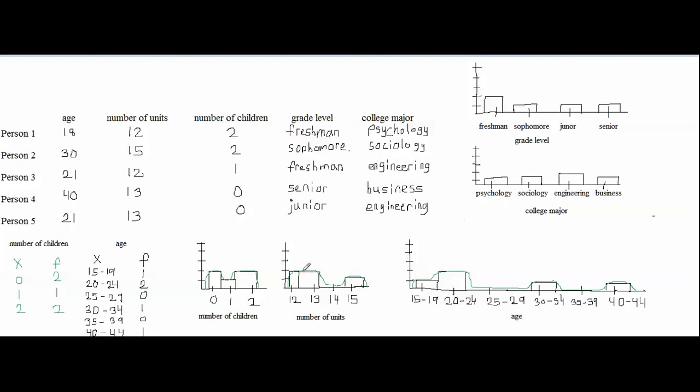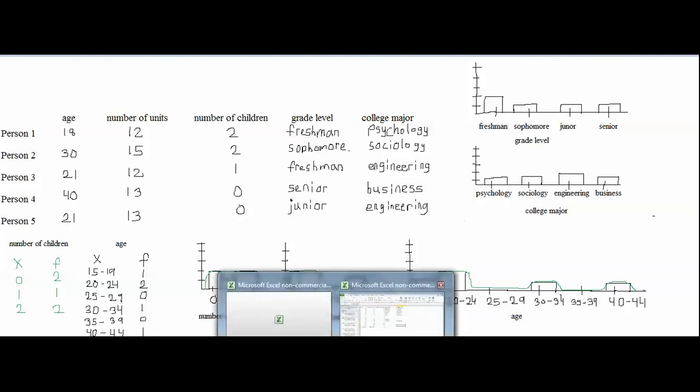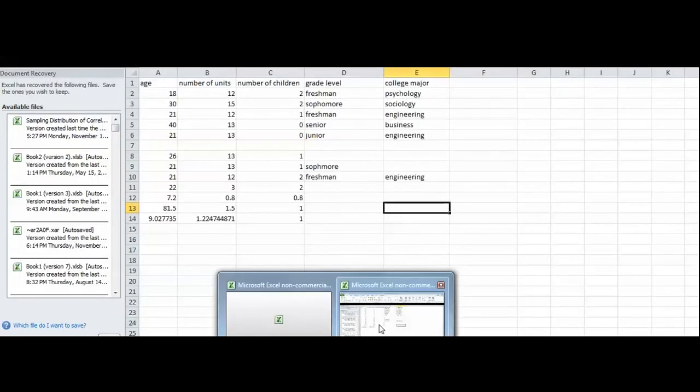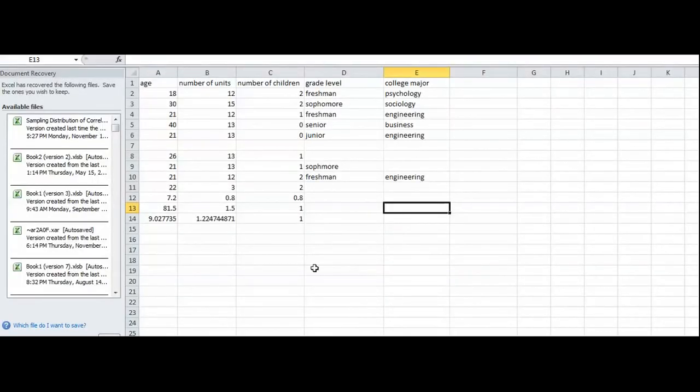We can calculate them with Excel. We just have to go back to this spreadsheet right here. Remember, I calculated the mean, median, and mode, and the measures of dispersion. I can also calculate skewness and kurtosis values for all of the quantitative columns. The qualitative columns don't have skewness and kurtosis.